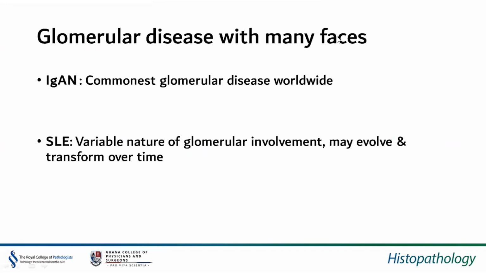So glomerular diseases with many phases, there are two. One is IgA nephropathy, which is the commonest glomerular disease worldwide. And the second is lupus nephritis, which has a variable nature of glomerular involvement, may evolve over a period of time. It may wax and wane. It may transform over a period of time.